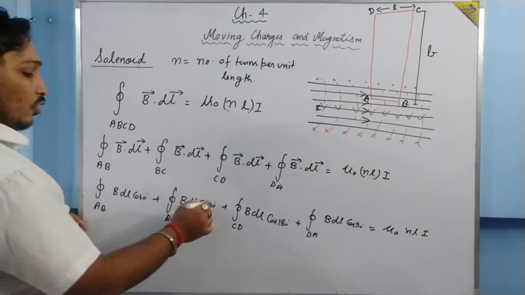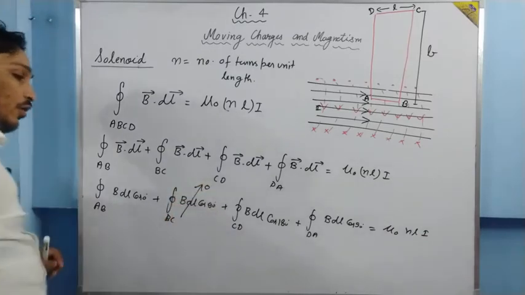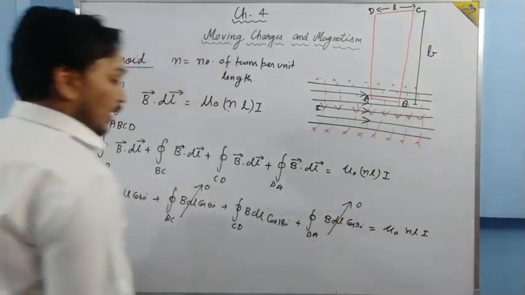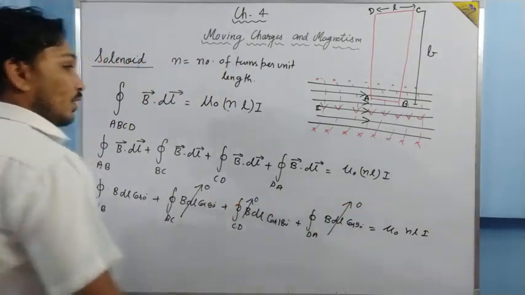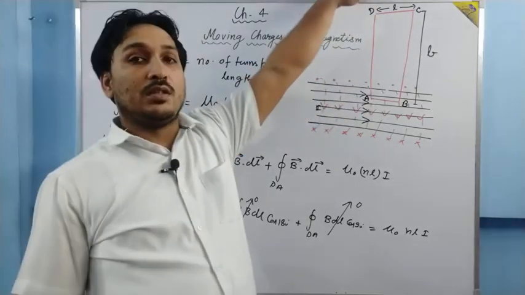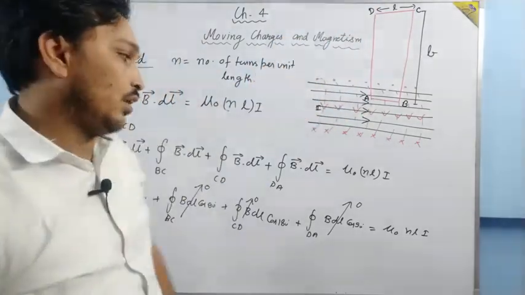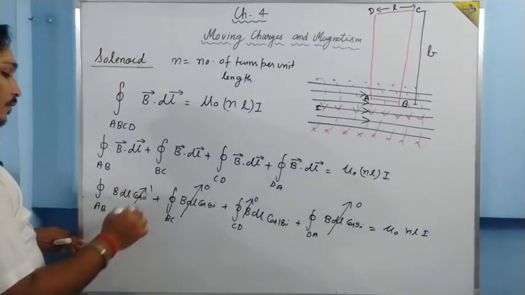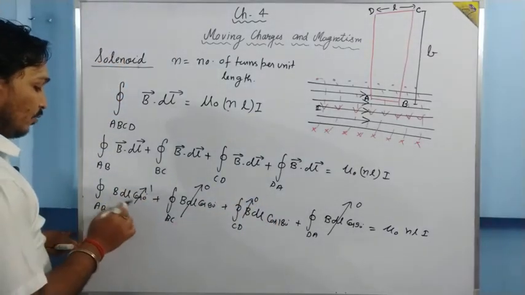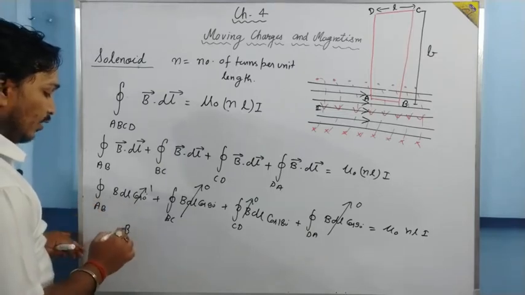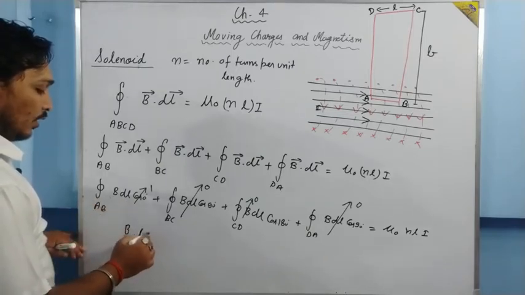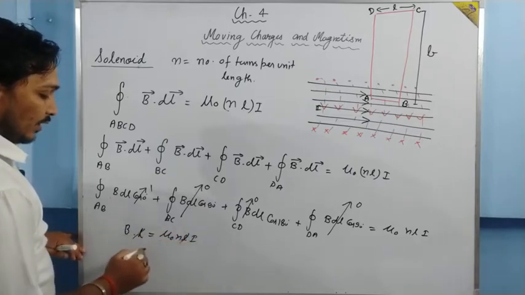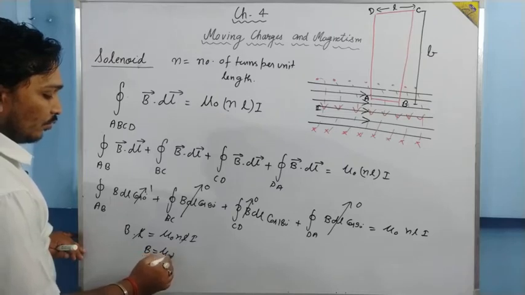Now see, because of cos 90 degree this whole term will become 0, and here B is 0 because it is far from the cross section of the solenoid, so that term is also 0. Here cos 0 is 1, the integral of B dl, B is constant and can be taken out. The integral of dl will be L, which equals mu naught nL into I. L and L cancel out, and we have B equal to mu naught n I.